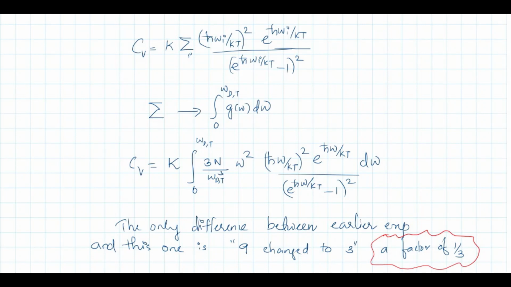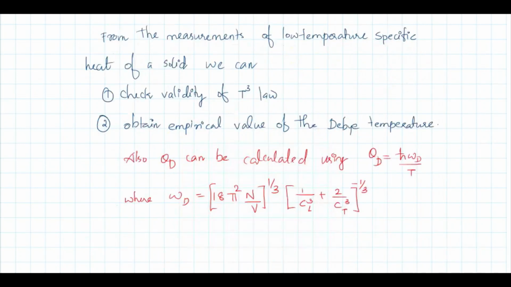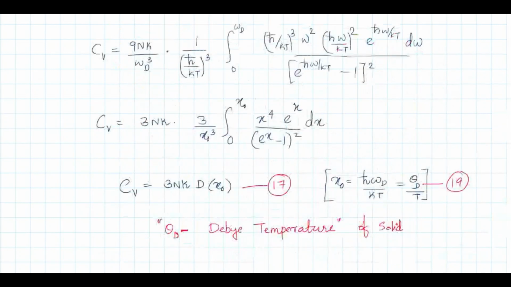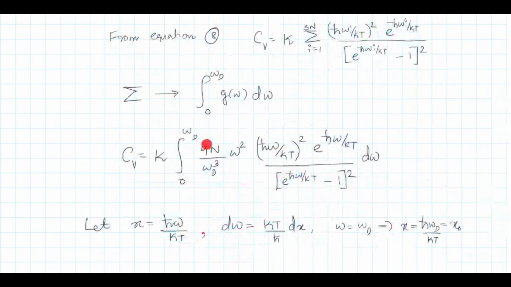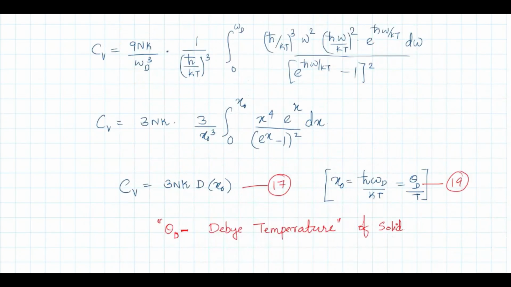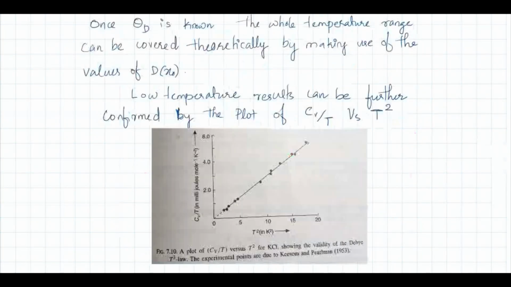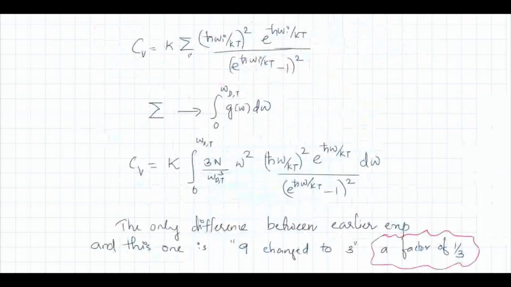You can replace this summation with integration with the density of states G of omega d omega. Substituting for G of omega d omega, you will get this. The only difference between the earlier expression for Cv and this expression is that there was a 9, because in the case of solid, the expression for Cv has 9n, and in the case of liquid, it is 3n. So the only difference is a factor of 1 by 3.